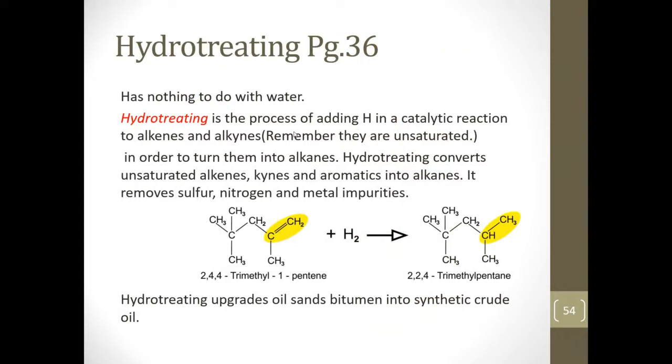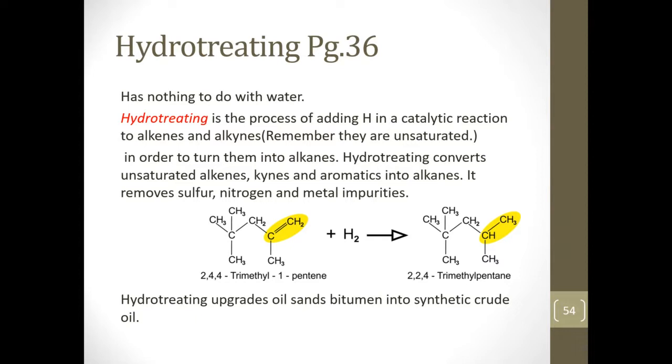Hydrotreating, another refining process, has nothing to do with water. Hydrotreating is the process of adding hydrogen, in a catalytic reaction, to alkenes and alkynes. Why do we use alkenes and alkynes? Because we couldn't add a hydrogen to an alkane because it has no available bonds. It's all saturated. So alkenes and alkynes are unsaturated, and that's why they can take a hydrogen in the hydrotreating process. By doing that, we turn them into alkanes.